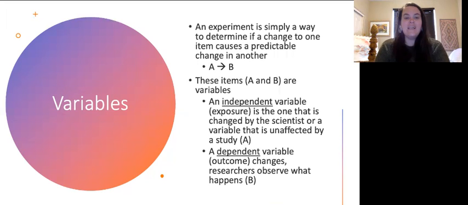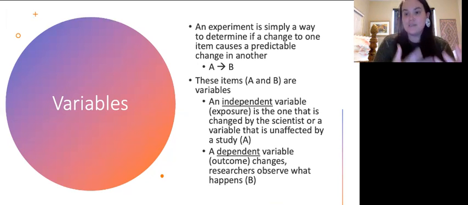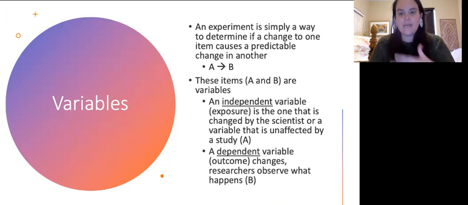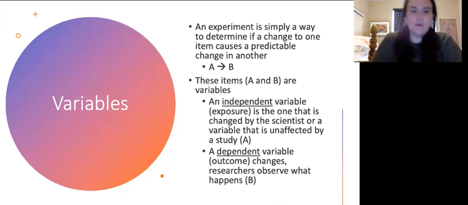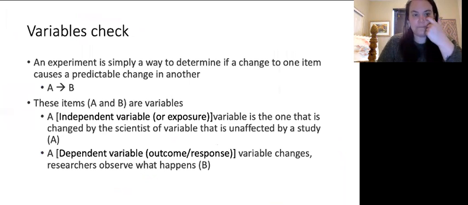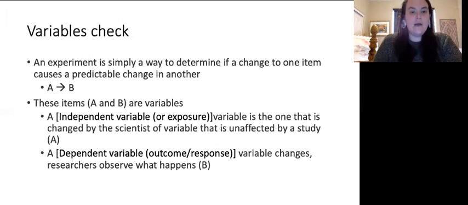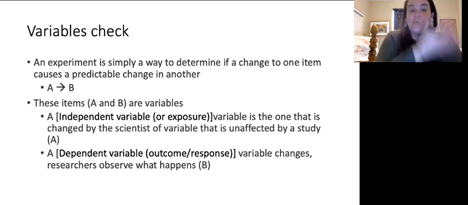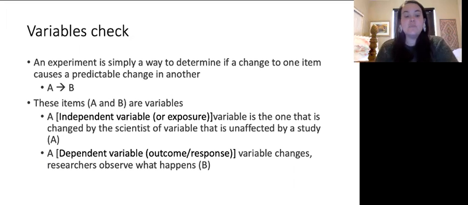So again, an independent variable, or what I would call an exposure, is one that I can affect or assess. The dependent variable, or your outcome, changes. And we observe what happens to this variable. So I'm going to actually go through this. So again, an experiment is simply a way to determine if a change to one item causes a predictable change in another.